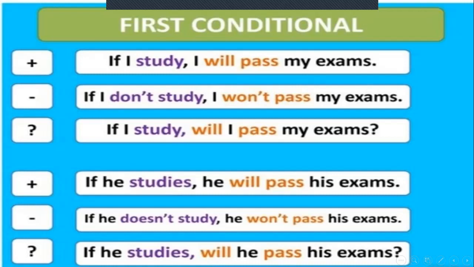If I want to make a negative sentence, we can say if he doesn't study. Take care here, my students. Here we use doesn't because the subject is he. In the negative sentence, we say study, because after doesn't we must use the verb in infinitive. If he doesn't study, what will happen? He won't pass his exams.